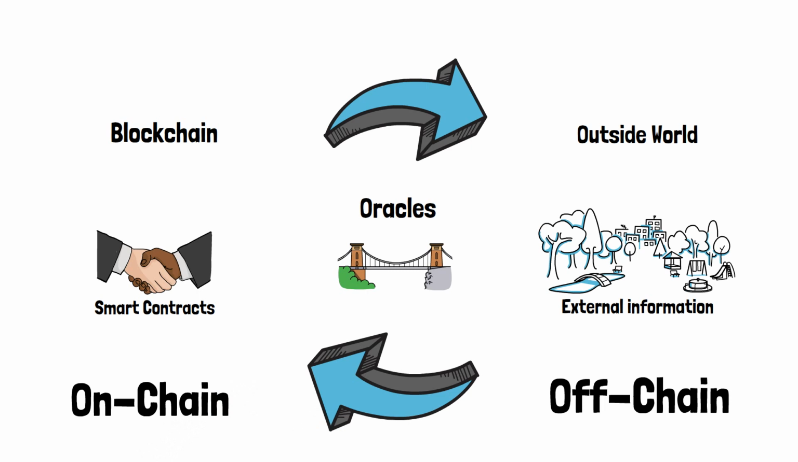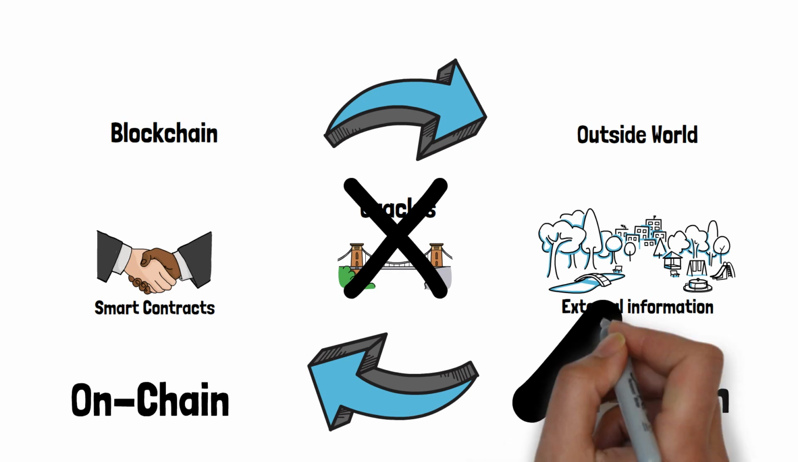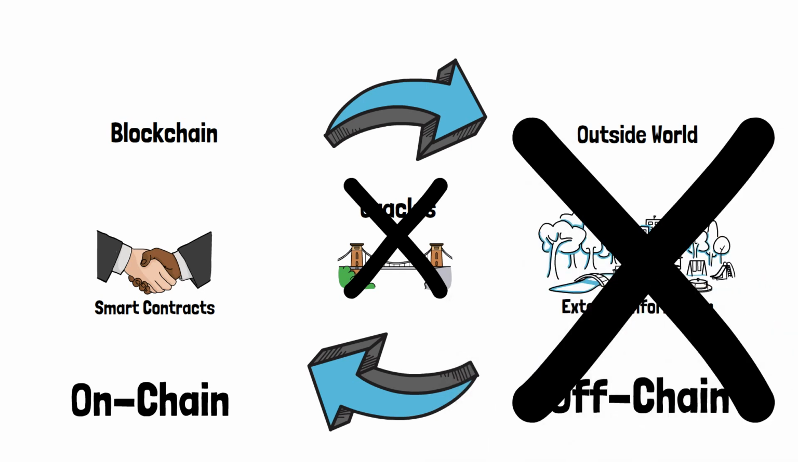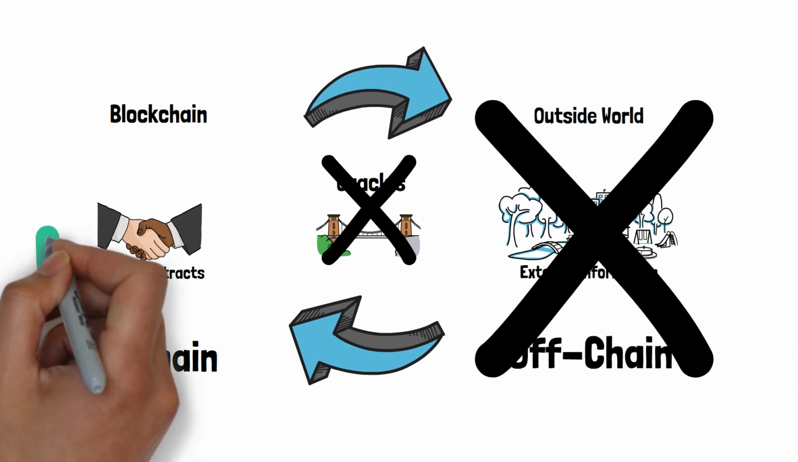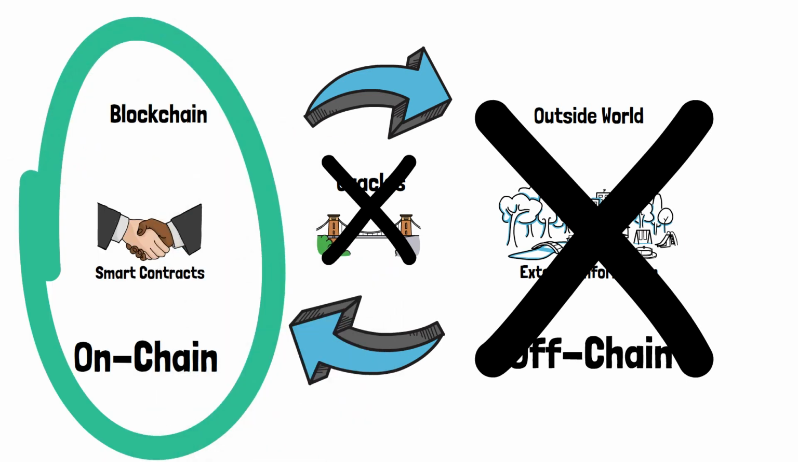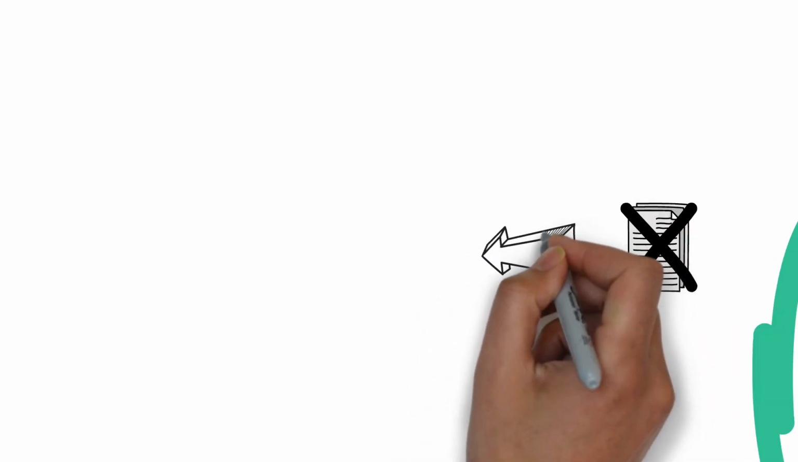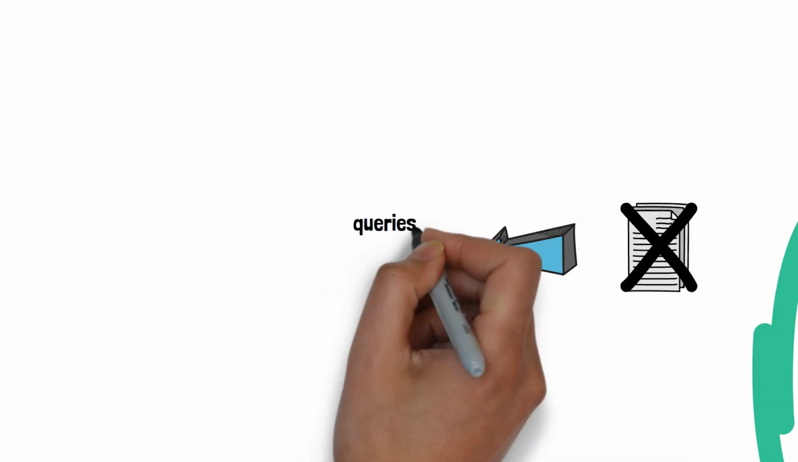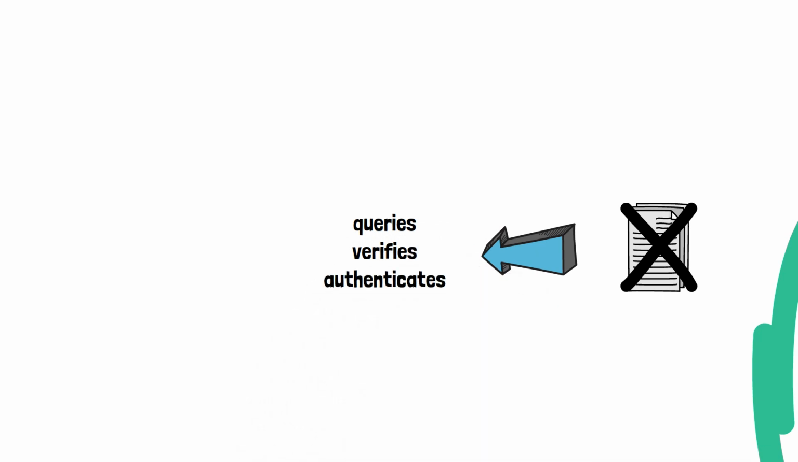Oracles are vital within the blockchain ecosystem because they broaden the scope in which smart contracts can operate. Without blockchain oracles, smart contracts would have very limited use as they would only have access to data from within their network. It is important to note that a blockchain oracle is not the data source itself, but rather the layer that queries, verifies, and authenticates external data sources and then relays that information.